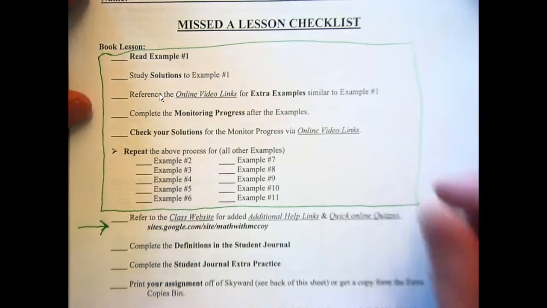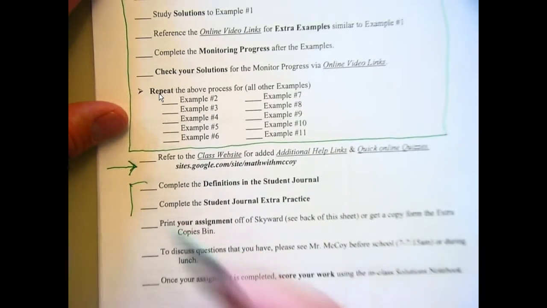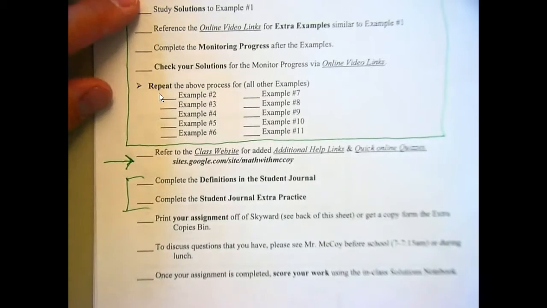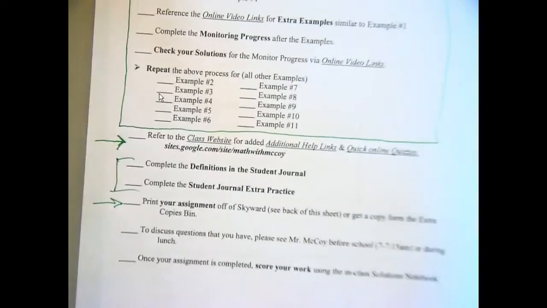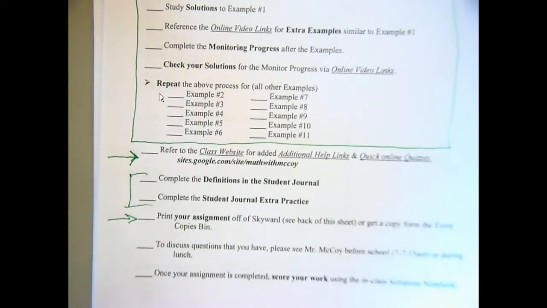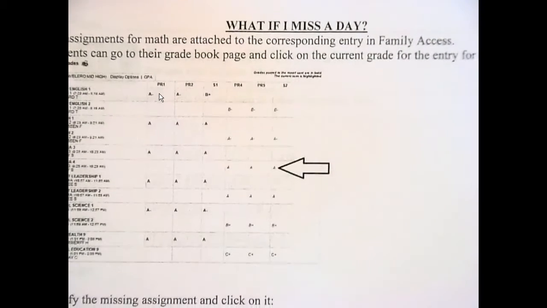Okay? Other things you could do, you could use your student journal to complete the definitions and try the extra practice problems. Okay? I would always expect that you do this. Print your assignment off Skyward if you have a printer. If not, come and get a copy from me out of the extra copies bin. The way you print it off Skyward is on the back of your sheet. So go ahead and look at the back of your sheet. Once again, you're keeping this in the front of your binder as a reference.